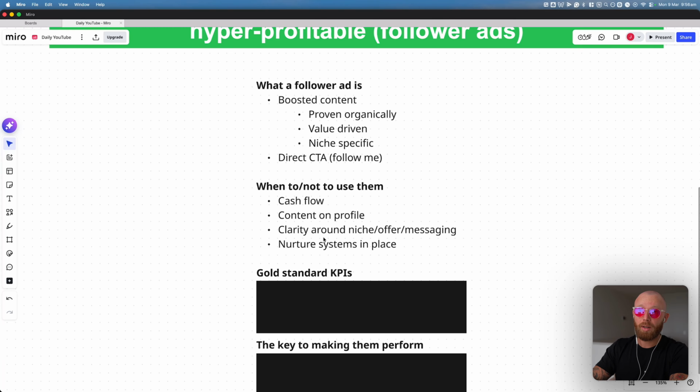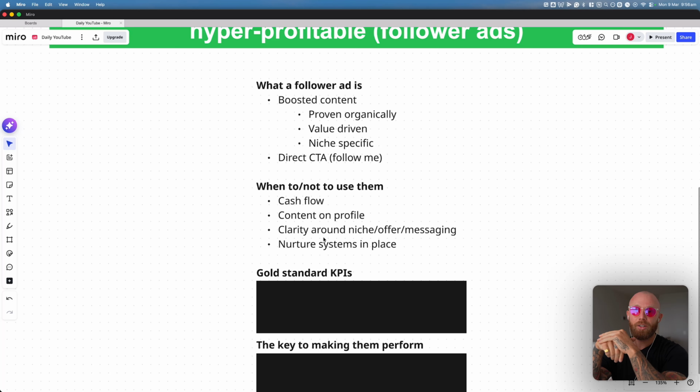And again, on the flip side of that, if all that's clear and it's locked in and it's validated, amazing, go for it. The next one is having nurture systems in place. So this is a big one. The Instagram profile visit ads are not saying, hey, do you want to buy my coaching program? They're more so just saying, hey, are you interested in my content? Well, come and check it out and follow me and I'll show you more of that.